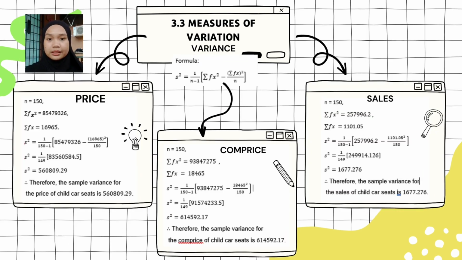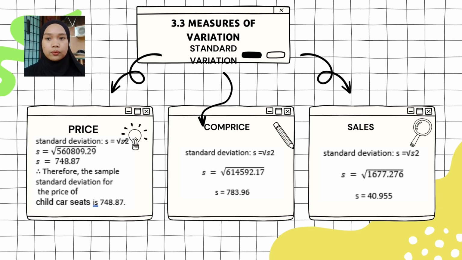Next, we have variance. For variance, we use the same formula for price, comprise, and sales. For price, we got 560,809.29. For comprise, we got 614,592.17. And for sales, we got 1,677.276. The last one for measure of variation is standard deviation.